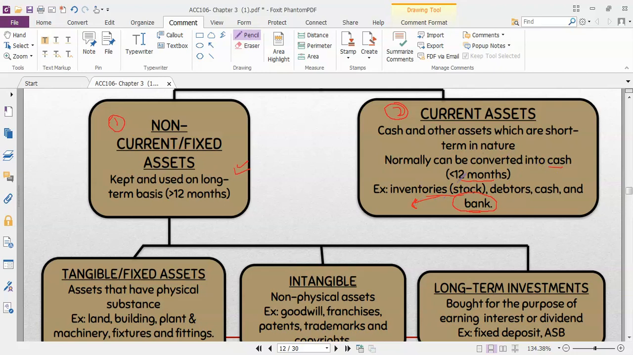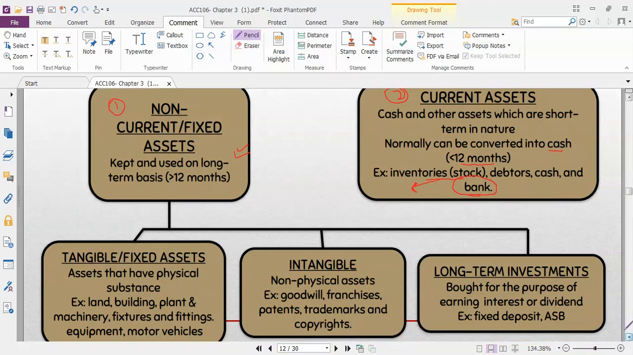Can be converted less than 12 months. Sebab for non-current asset, aset tersebut kita susah nak convert kepada cash. Dan kita akan simpan dan guna dia more than 1 year. Okay, that is the difference.